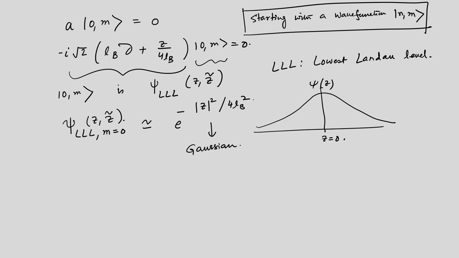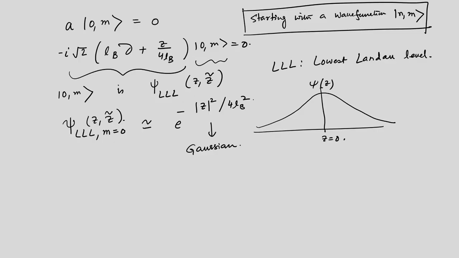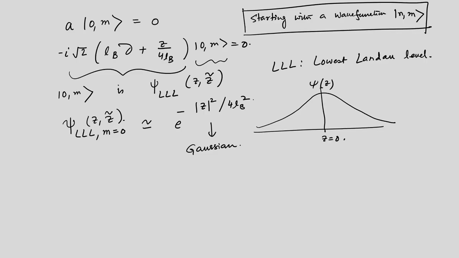As you go to larger and larger, or rather excited, states, you will have a polynomial coming in as a coefficient. This polynomial has the property that for even n it's an even polynomial, and for odd n we have an odd polynomial. Thankfully, we'll be talking mostly about the lowest Landau level here, and then we should be happy with this Gaussian form that you see here.